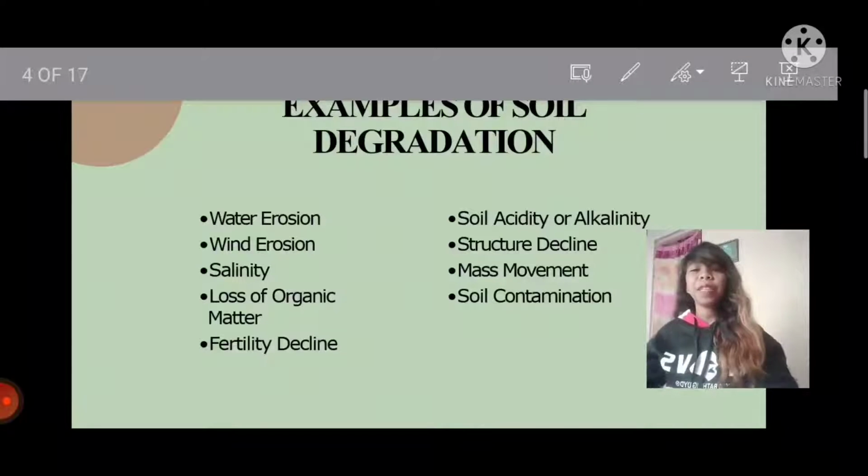So, you know already what is mass movement. So, let's proceed to soil contamination. So, what is soil contamination? Soil contamination, or another term, land pollution, as a part of land degradation, is caused by the presence of xenobiotic chemicals or other alterations of the natural soil environment. So typically caused by industrial activity, agricultural chemicals, or improper disposal of waste. So let's proceed to causes of soil degradation.